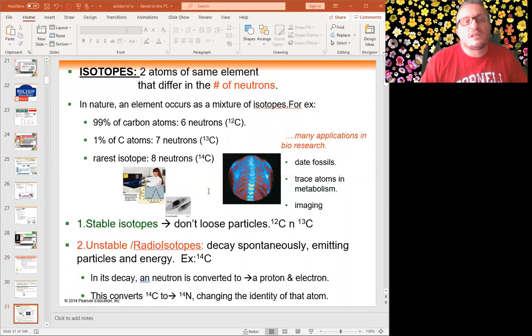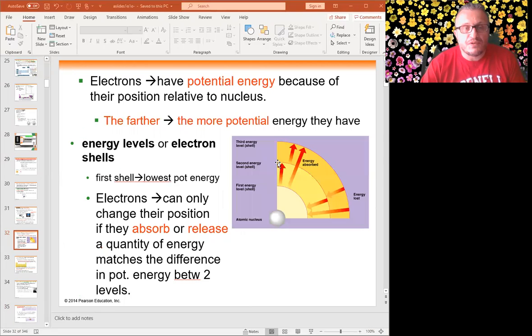Isotopes: sometimes there are two atoms of the same element that differ only in their neutrons. For example, 99% of carbon atoms are carbon-12, with 6 neutrons, but 1% of carbon atoms have 7 neutrons, they are carbon-13, and very rarely there is carbon-14 with 8 neutrons. Okay, so that divides all the isotopes into two groups, stable and unstable radioisotopes. Stable isotopes don't lose their particles. They stay as they are. Unstable ones decay, they lose particles, and then they emit particles and energy.